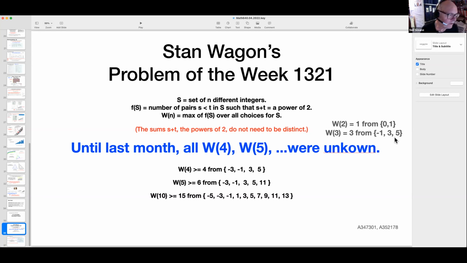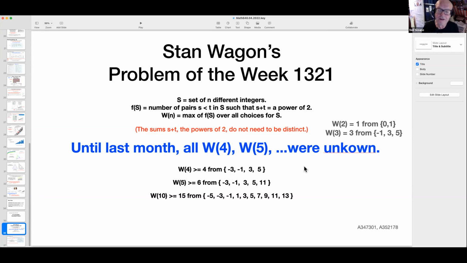And Stan Wagon's problem, he has an extensive mailing list. This has been going on a long time. Many people looked at this problem. Nobody could find the fourth term. Open question. The conjecture was that you can get 4 powers of 2 by using, for instance, -3, -1, 3, and 5. But how would you program this?